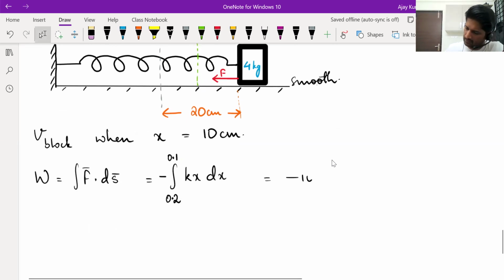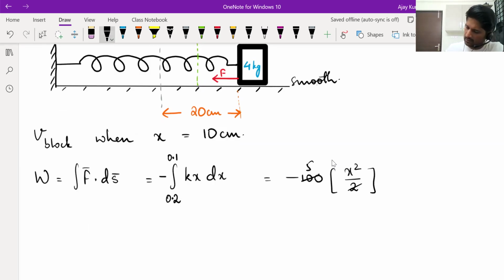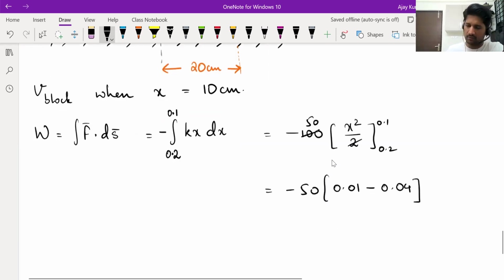So you have to be careful with the calculation. Integral x dx is x square by 2. 2 and 100 cancel. You'll be left with 50. 0.2 and 0.1. Substitute limits now. 0.1 whole square is 0.01. 0.2 whole square is 0.04. Effectively, it becomes minus 0.03. Minus minus cancel. 50 into 0.03. That is 0.3 into 5, 1.5 joules is the work done.